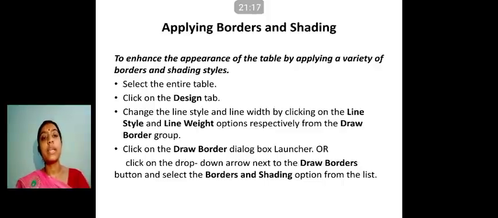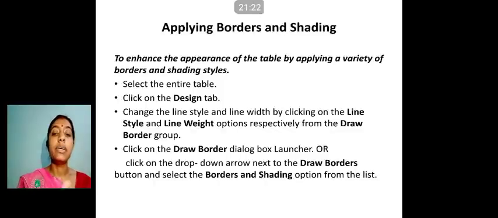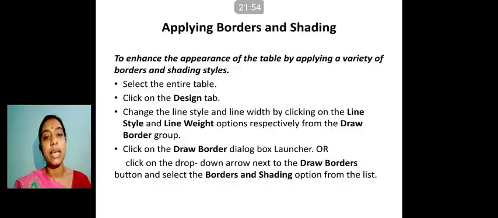Now the next option is applying borders and shading. Whenever a table is there, definitely a border will be there with that table. Yes, a border is very much required, because if a border is not there, it will not be clear what is the range of that table. And what is the requirement of border and shading? To enhance the appearance of the table, because we are talking about formatting, by applying a variety of border and shading styles.